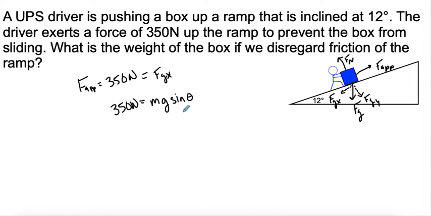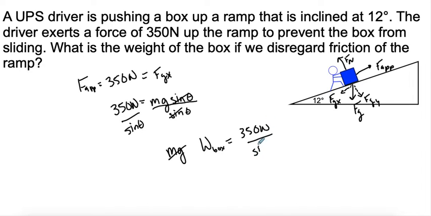Well, we have enough information here to figure out the mass of the box, okay? Or we have enough information to figure out the weight of the box, right? So weight is going to be that mg part. So what do I need to get rid of to just get mg? I'm going to divide out sine theta, okay? And we know that theta in this example is 12 degrees. So mg, or let's call it weight of the box, is going to be 350 newtons divided by sine of 12 degrees.